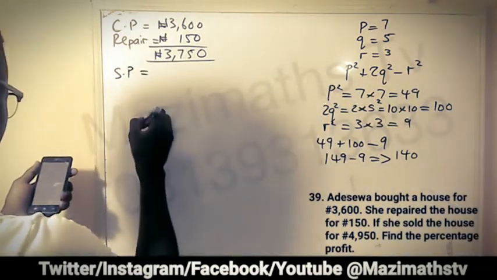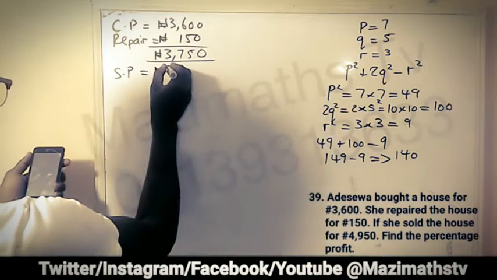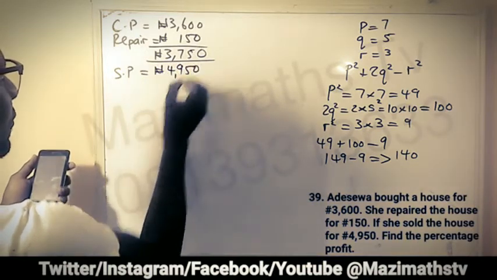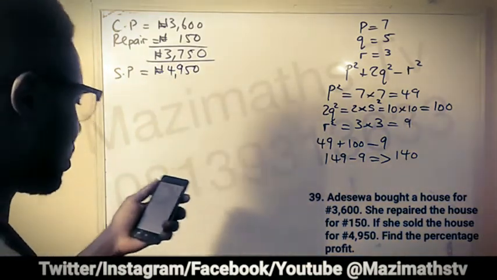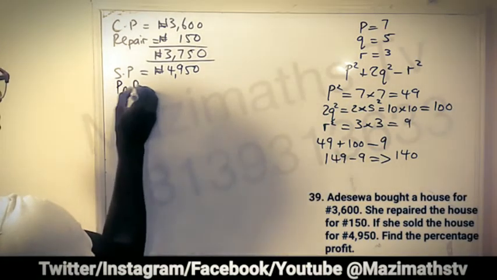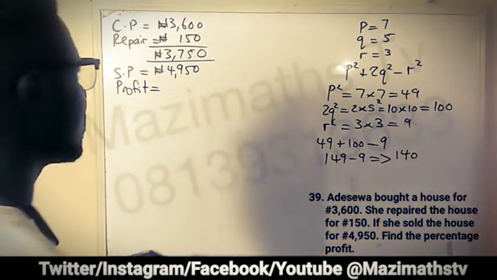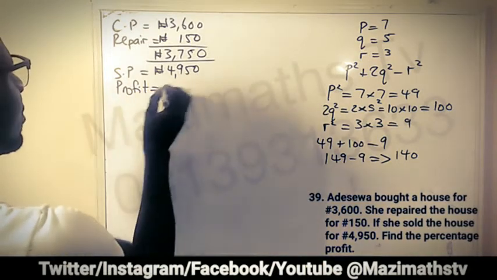Now the selling price. She sold the house for how much? 4,950 naira. Find the percentage profit. First off, you find the profit. It's after you find the profit that you now look for its percentage. Now, to find the profit, that is selling price.